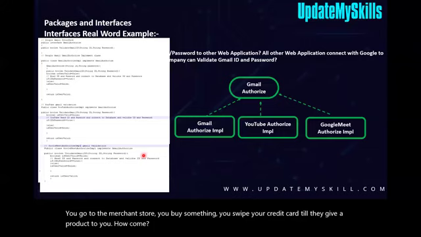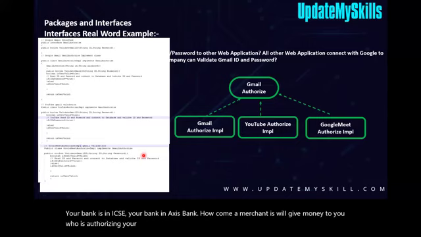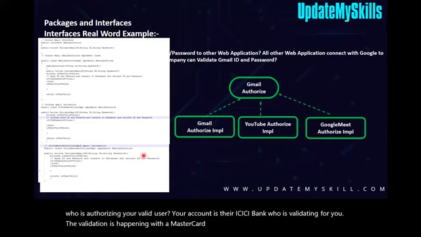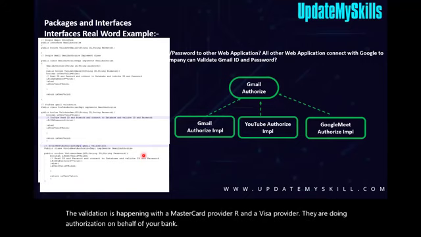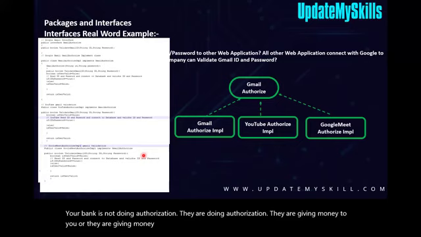Your bank is ICICI, or your bank is Axis Bank. How come a merchant will give money to you? Who is authorizing you as a valid user? Your account is in ICICI Bank, so who is validating for you? The validation is happening with a MasterCard provider or a Visa provider. They're doing authorization on behalf of your bank. Your bank is not doing authorization. They are doing authorization, giving money to you or to the merchant where you buy products.